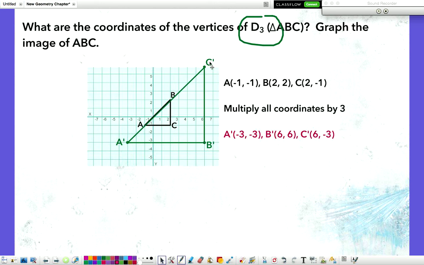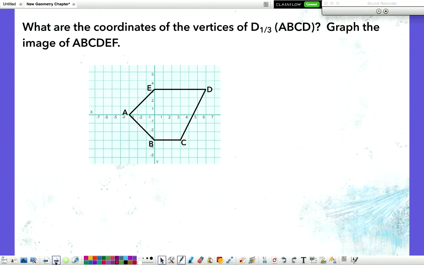Okay, and like I said, if you can't tell by looking, make sure you look for your prime, the letters with the apostrophe. That's going to show you what is the new image. Sorry, I lost my train of thought.